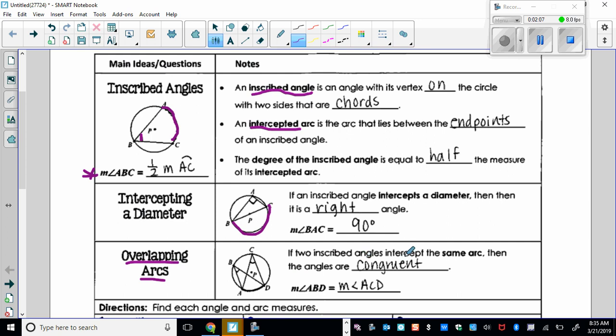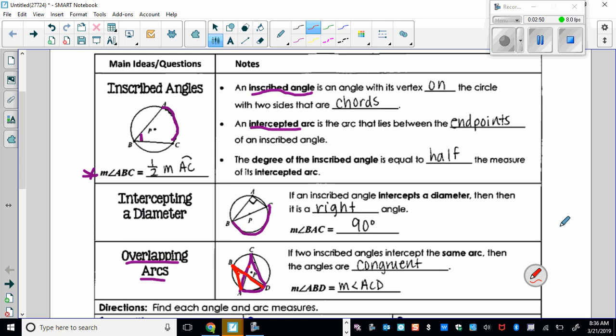If two inscribed angles intercept the same arc, then the angles are going to be congruent, because they both intercept AD in this case. If you look at C, C intercepts AD, and angle B also intercepts AD. So since they both intercept the same arc, angle B and angle C are going to be congruent. This is the rule you have to remember and memorize as we go through the practice.